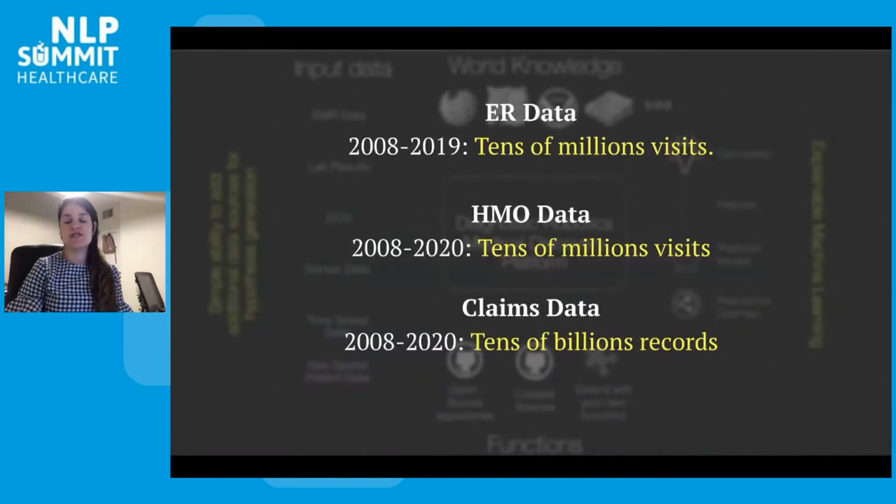And we use different types of data sets. We use emergency room data. We have tens of millions of visits in the emergency room. We have HMO data, tens of millions of visits. And we have claims data of insurance company with all the transactions of the patient timeline, and with all the codes of diagnosis, procedures, and medications.